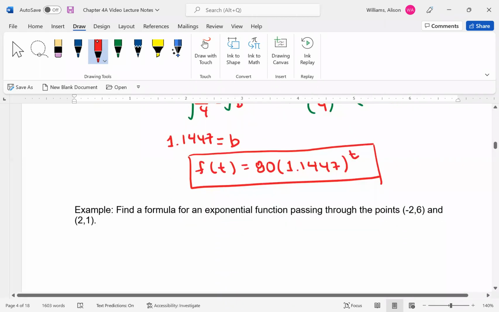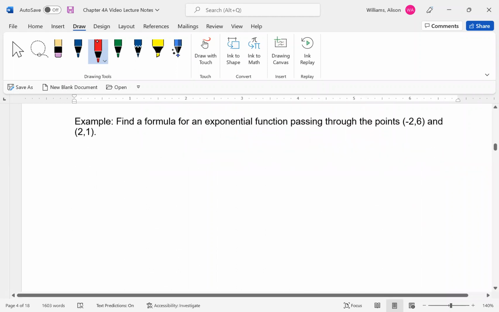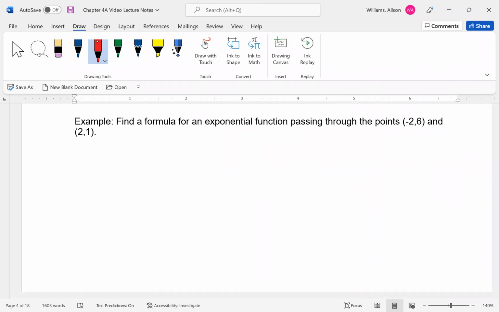Let's find a formula for an exponential function passing through these 2 points: (-2, 6) and (2, 1). So this one's just a little bit more straightforward. We're given the information, and we're going to try to find an equation. Now, the problem with this is that neither piece of information they gave me is going to give me, here, I'm going to switch to f of x. So switching to x's this time.